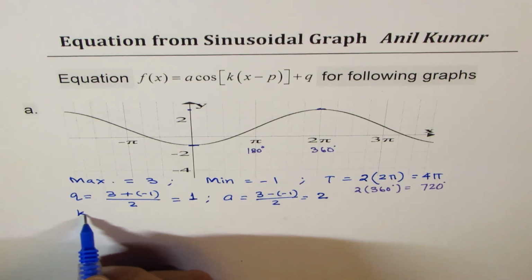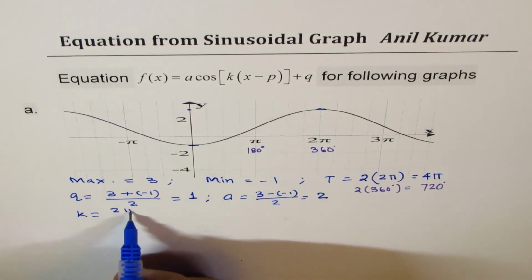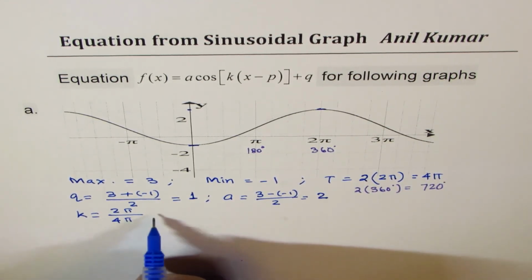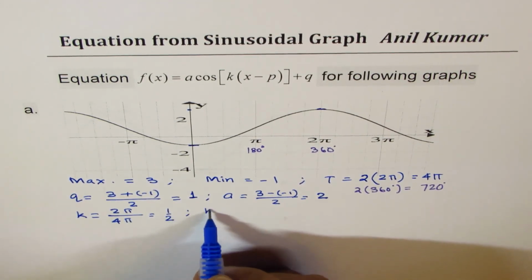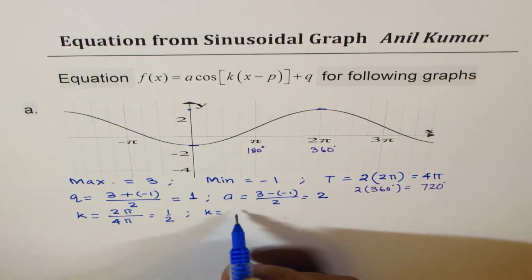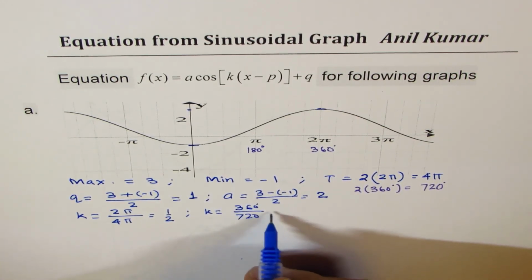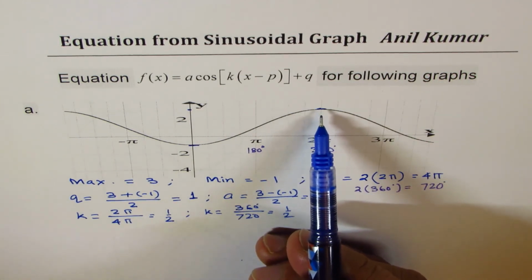k is, if you're working with radians, 2 pi by t, which is 4 pi, so it could be written as half. Else k in degrees could be written as 360 degrees by 720, and still you get the same value, half, right? Now phase shift, we have to see the maximum.